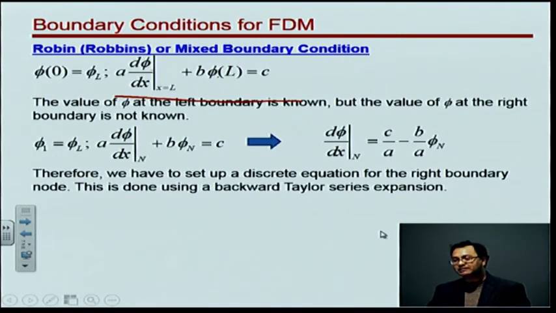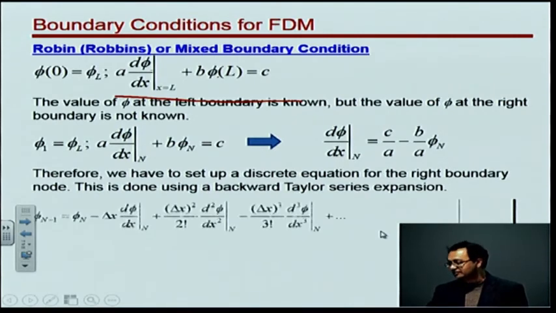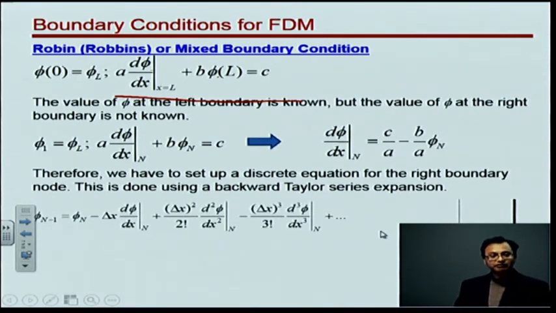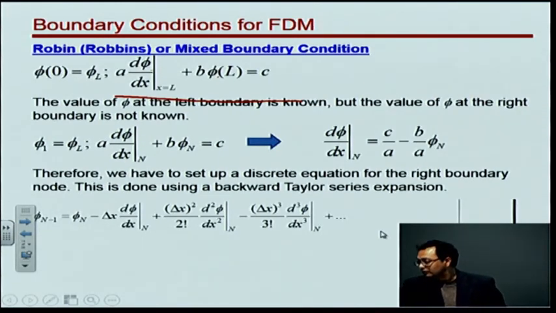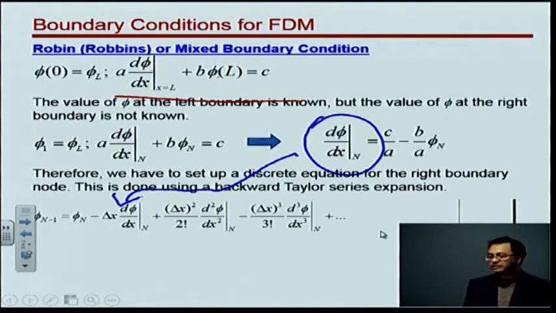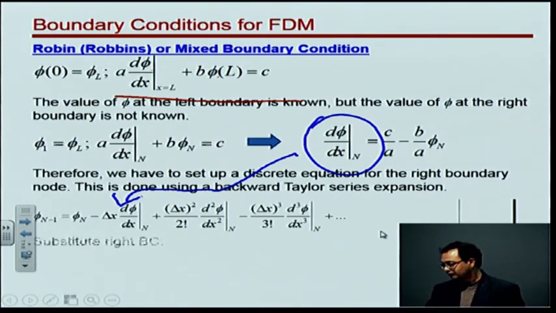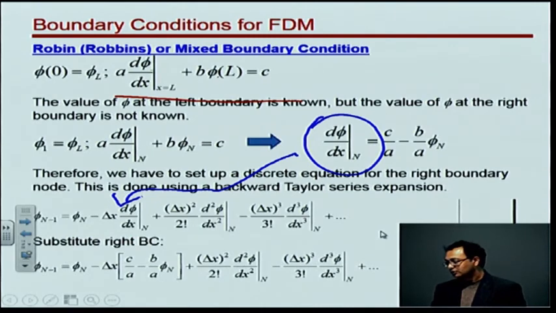Well, we use the exact same procedure as we did for Neumann boundary conditions. We do a backward Taylor series expansion. So that's what we had. Okay. And now this guy I'm going to plug in here for dphi/dx. So instead of dphi/dx at n, I get C over A minus B over A times phi n. All right. So that guy got plugged in here.